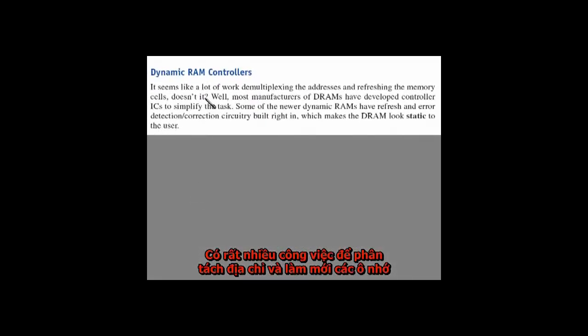So it seems like a lot of work demultiplexing the addresses. And by the way, we did have to demultiplex them because the address bus is going to be A0 through A13. We've got to split those 14 lines into 4 lines and 4 lines. So there is a demultiplexing on the front end. And then we also have to refresh the memory cells and deal with the RAS and CAS.